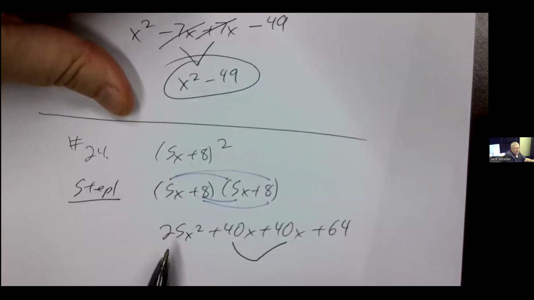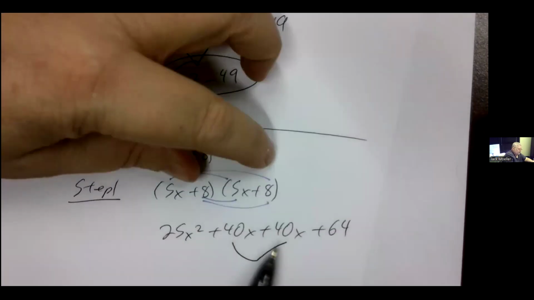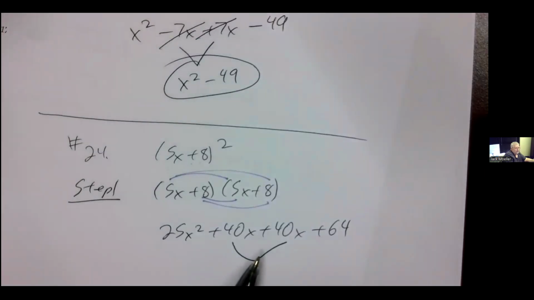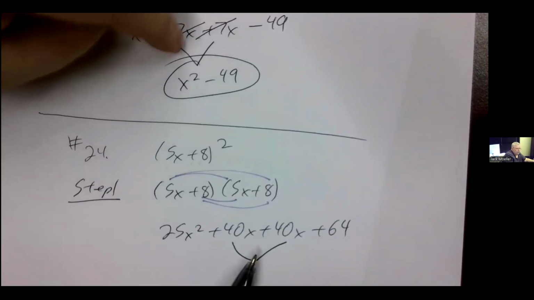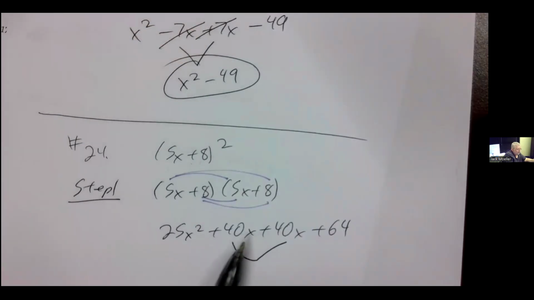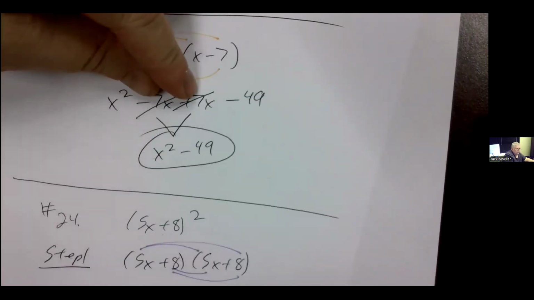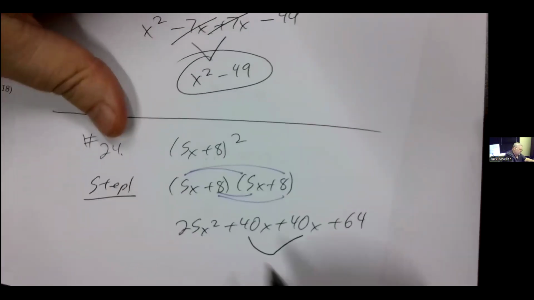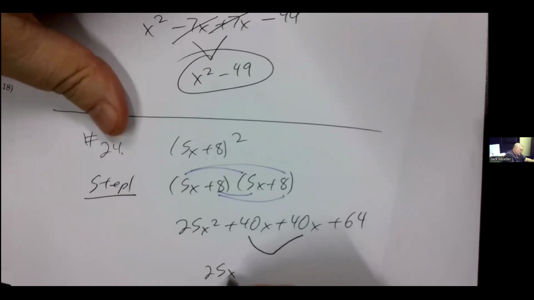So I'm getting 25x squared, and then plus 40x plus 40x plus 64. Do those cancel out? Sometimes I have students cancel those out because of what we just did before. But those are both plus, so they're not going to cancel out. If they're both negative, they're not going to cancel out either. For them to cancel out, they'd have to be plus and minus with the same number. Okay, so we're just doing 40 plus 40. So we get 80x. So 25x squared plus 80x plus 64.